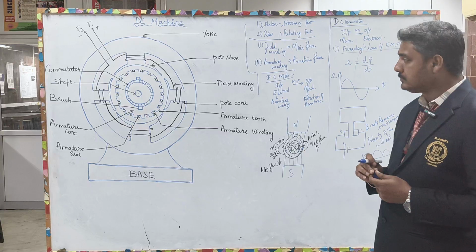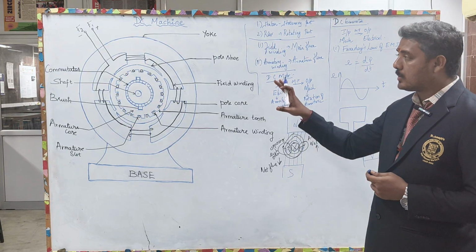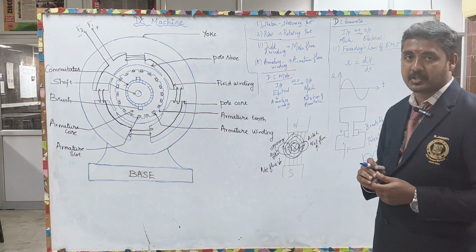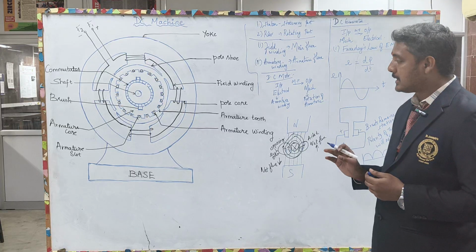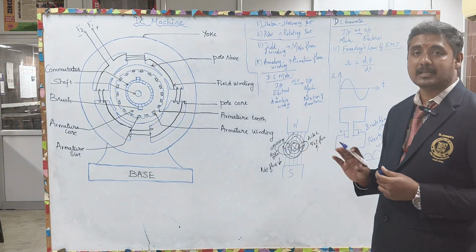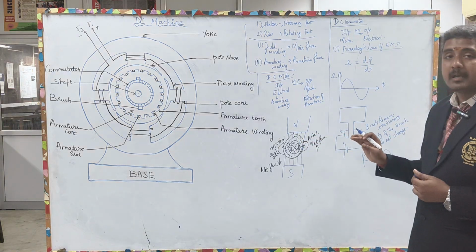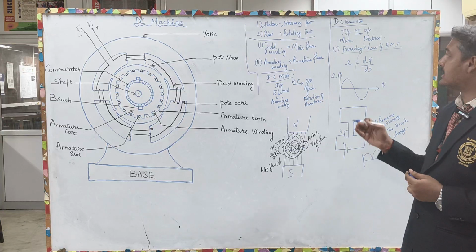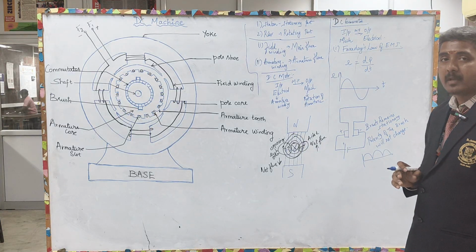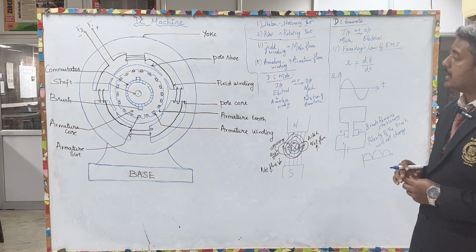Now you are able to see the overall construction of the DC machine. The DC machine has various parts, and how the DC machine can operate as a motor as well as a generator.